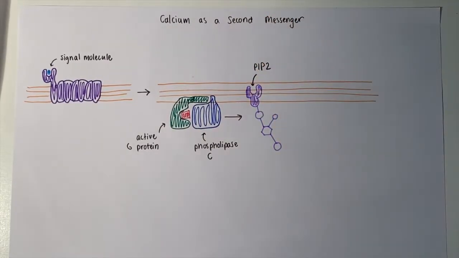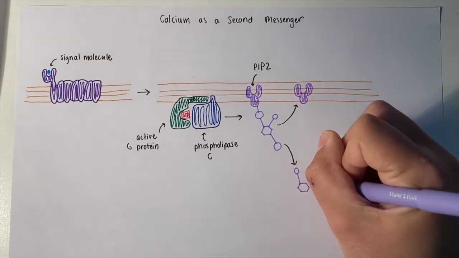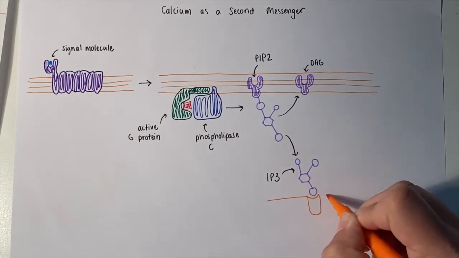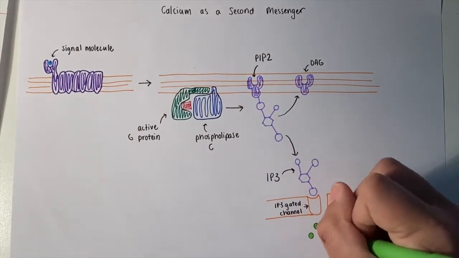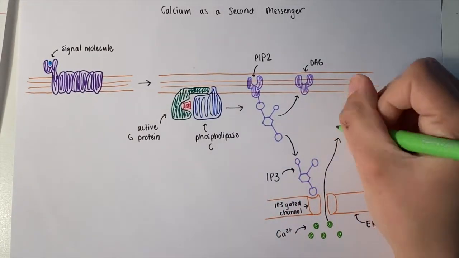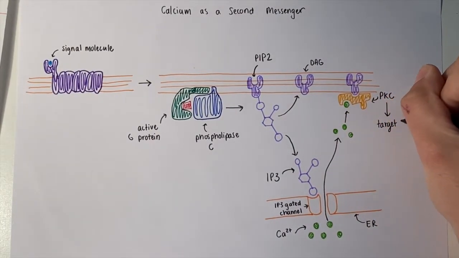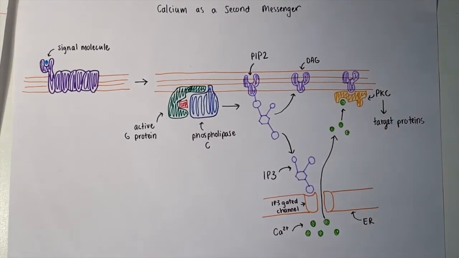One is IP3, which also serves as a second messenger, and DAG, which remains in the membrane and activates protein kinase C. Protein kinase C phosphorylates the calcium ion channels, and it allows calcium into the cell. Calcium binds to PKC, and the protein calmodulin makes it more active. Active calmodulin activates kinase, which then phosphorylates target molecules that go on to do other things.